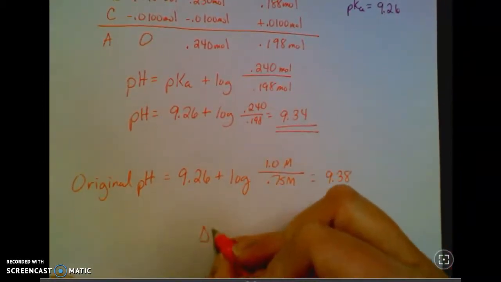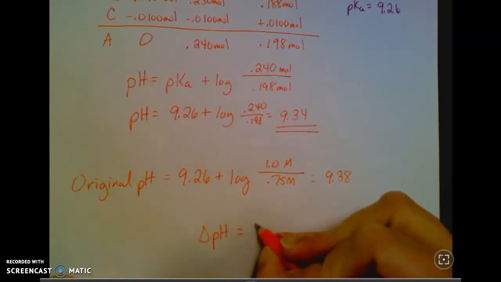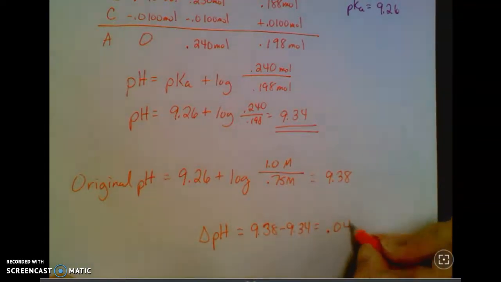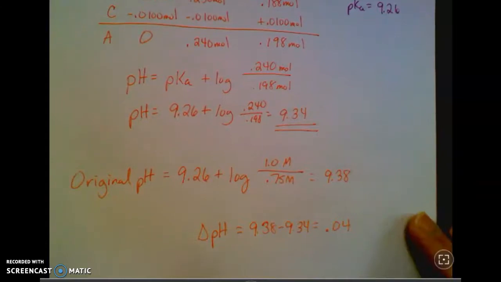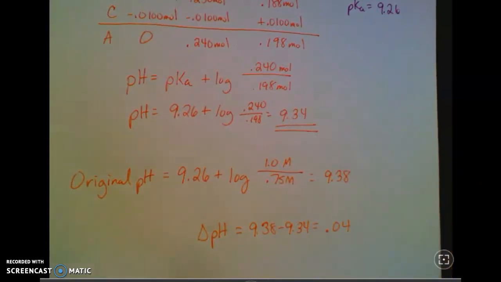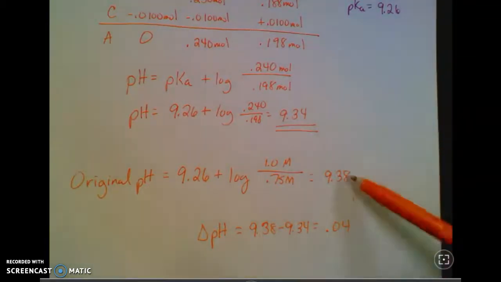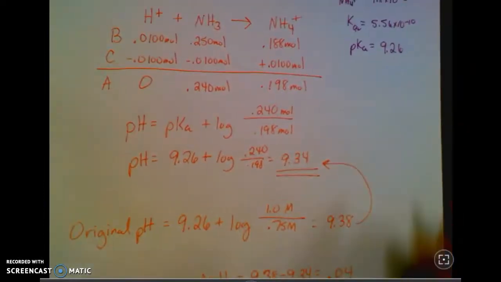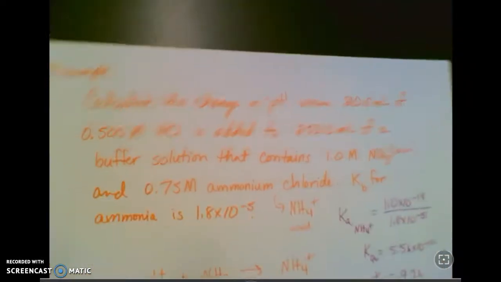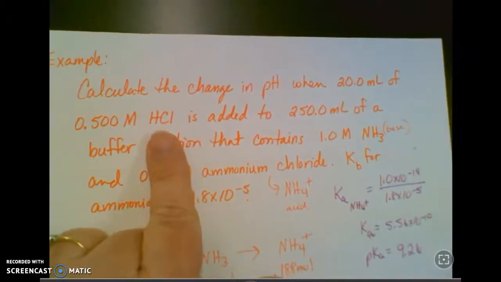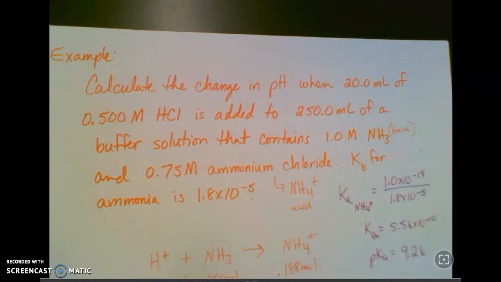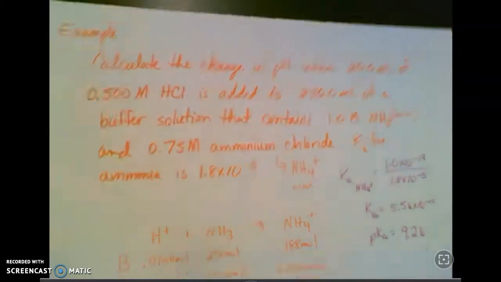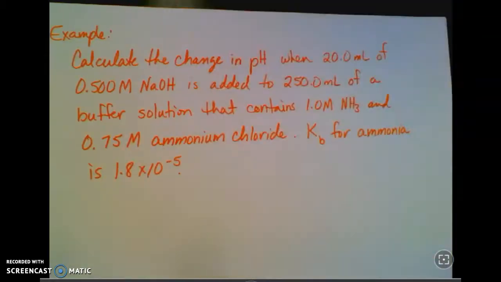So the change in pH, or delta pH, is 9.38 minus 9.34. It's just a measly little 0.04 units of pH. Now, another thing that you can do to make sure that you didn't mess up math somewhere along the way is think about that change. It went from 9.38 to 9.34. The pH decreased. And I was adding an acid, and so it makes sense that the pH decreases. So again, you can just look at things like that and make sure that things are happening in the direction they should be happening.